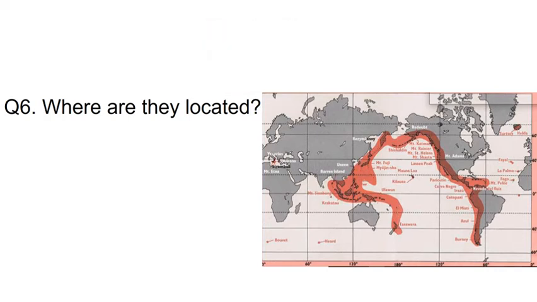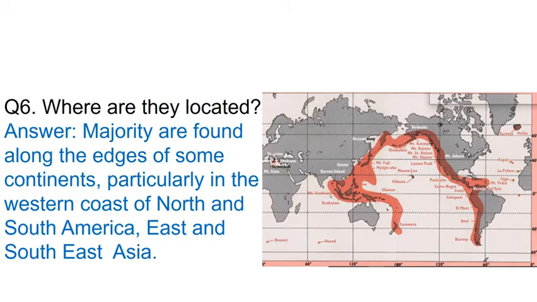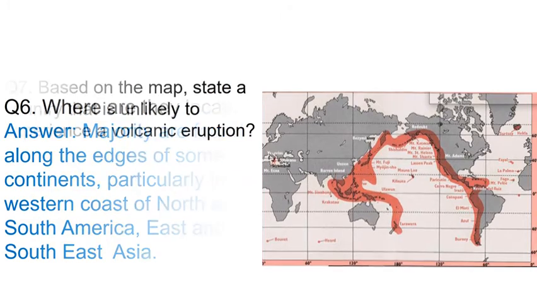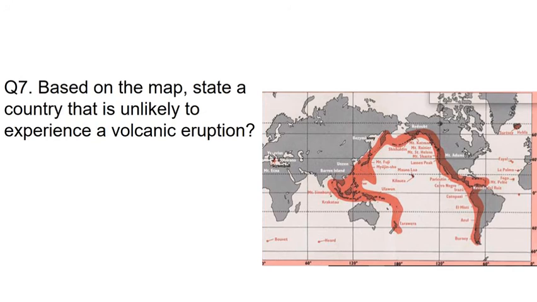And the answer, majority are found along the edges of some continents, particularly in the western coast of North and South America, East and Southeast Asia. Based on the map, state a country that is unlikely to experience a volcanic eruption.